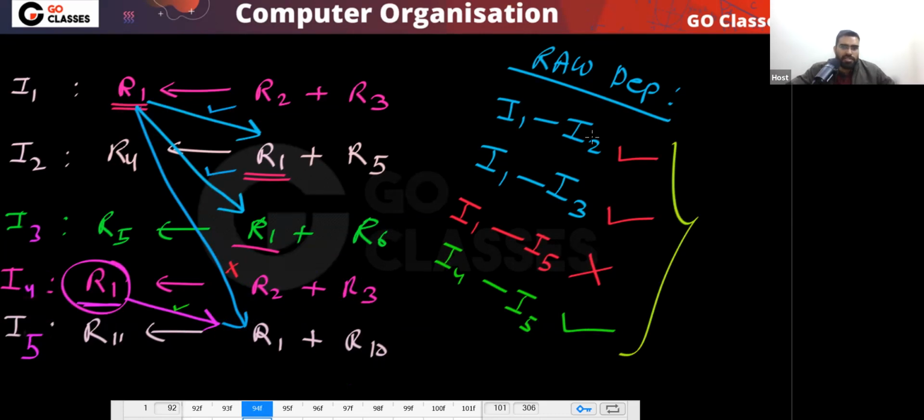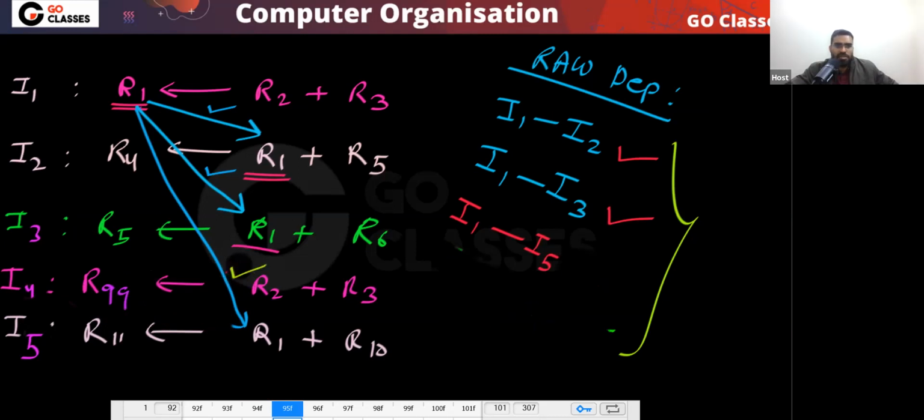Now Debanjan is asking, sir, if I4 was R99? Yes, then of course it will be a dependency. If you don't write in between, and let's assume you have something in R99, then there is no problem. Then you can notice this will be a dependency. So in this situation, these are the RAW dependencies. Is this clear, Debanjan?